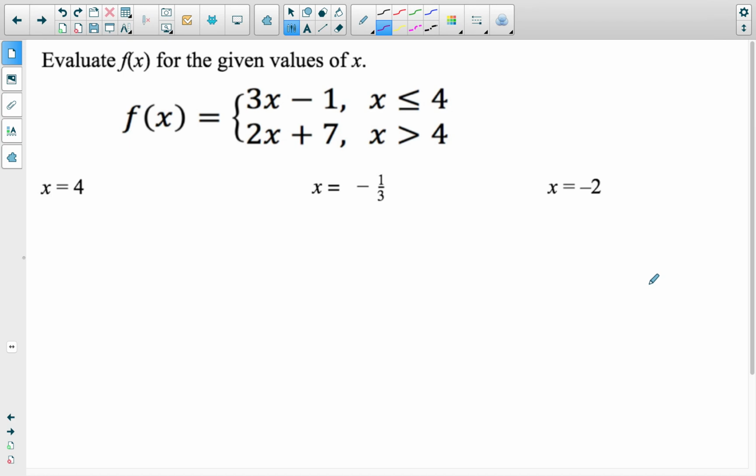Pause the video while you work out this one. And hopefully you ended up with 11, -2, and -7. Take a look at your practice and then let me know what questions you have.